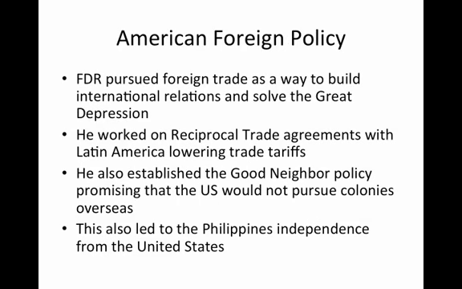During this time period, Franklin Delano Roosevelt pursued a foreign trade policy as a way to build international relations and solve the Great Depression. He worked on reciprocal trade agreements with Latin America, which lowered trade tariffs on both sides. He also established the Good Neighbor policy, promising that the U.S. would not pursue colonies overseas. This eventually led, for example, to the independence of the Philippines from the United States.